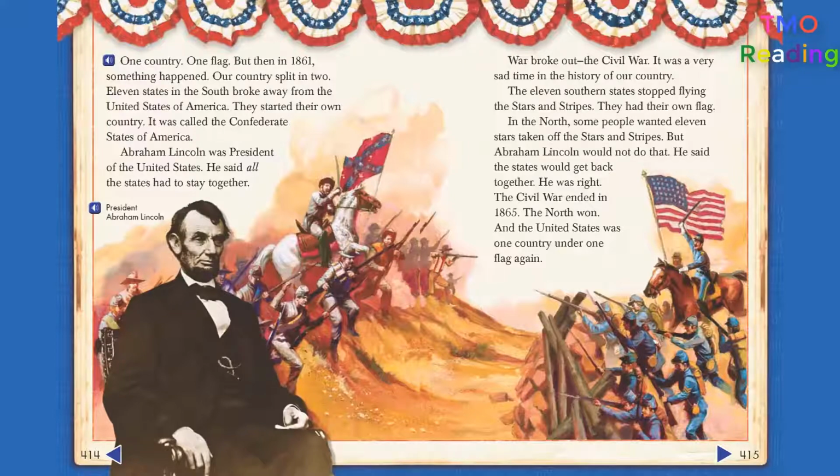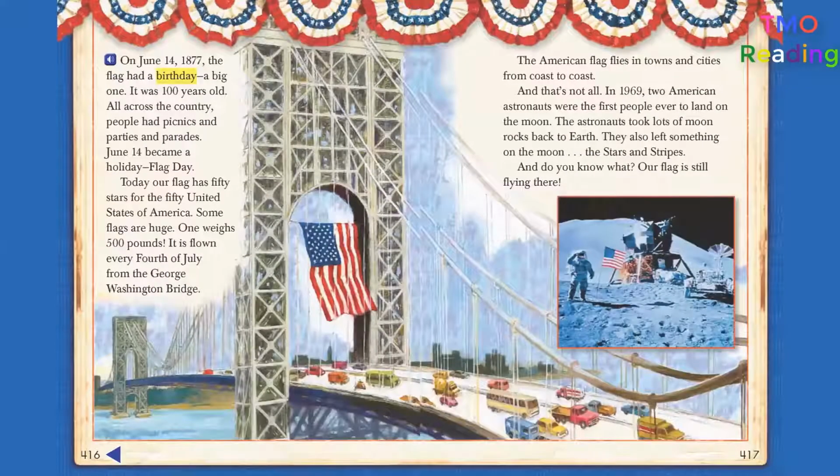President Abraham Lincoln. On June 14, 1877, the flag had a birthday, a big one. It was 100 years old. All across the country, people had picnics and parties and parades. June 14th became a holiday, Flag Day. Today, our flag has 50 stars for the 50 United States of America. Some flags are huge. One weighs 500 pounds. It is flown every 4th of July from the George Washington Bridge.